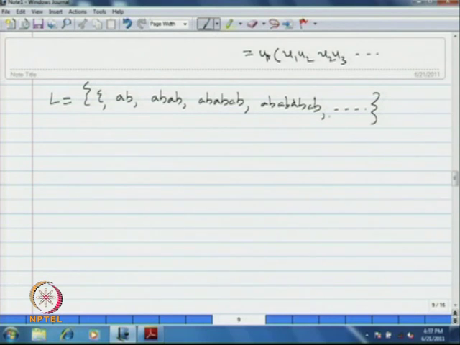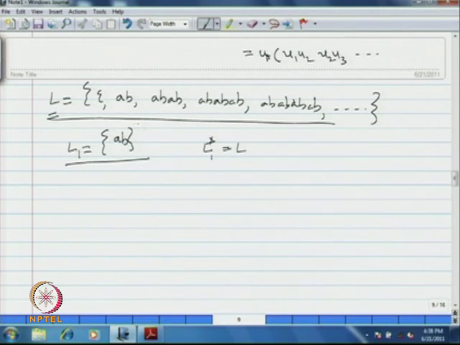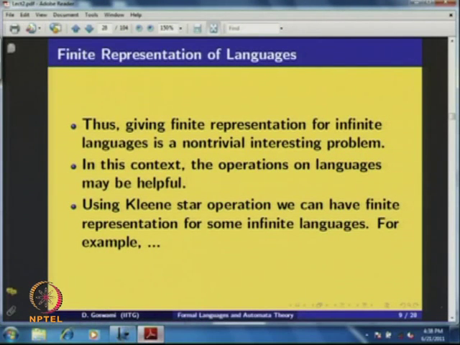Now, we can find this language, or this language can be constructed as a Kleene closure of the language, say, AB. That means we consider language AB and take the Kleene closure of it, we get this language L. Suppose this is L1, we see that L1 star is exactly L. That means this infinite language can be represented as a Kleene closure of this language L1. Now, if we represent this language as simply AB, then Kleene closure of this is nothing but the language L. So, that is how we represent an infinite language using finite information.